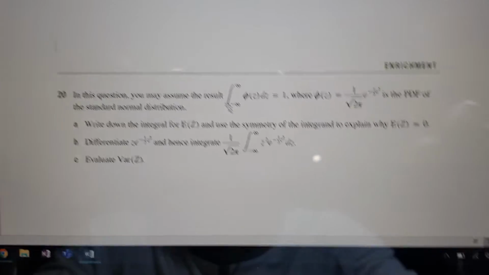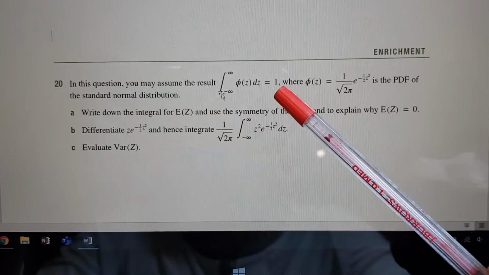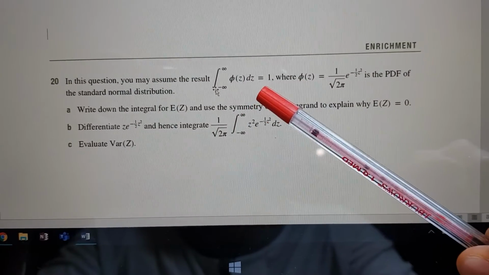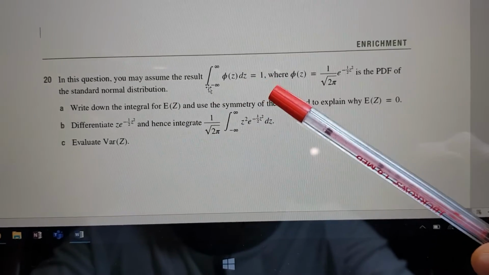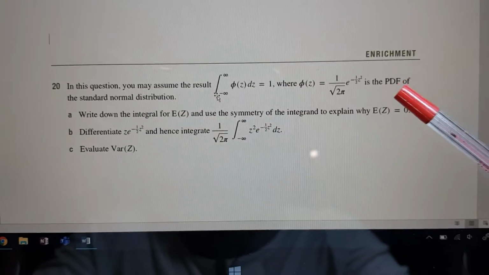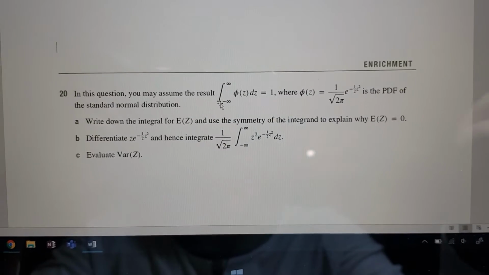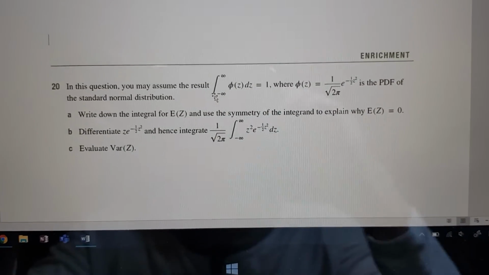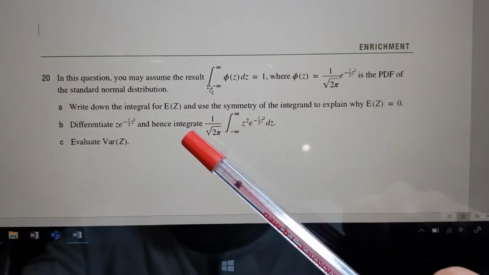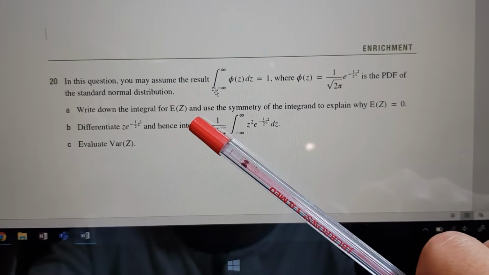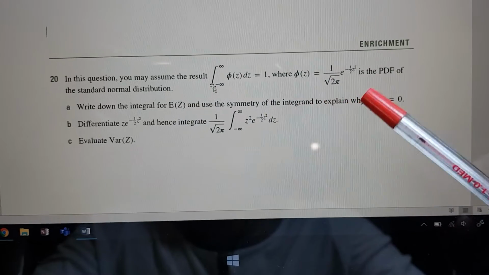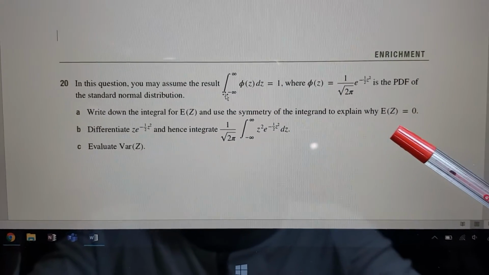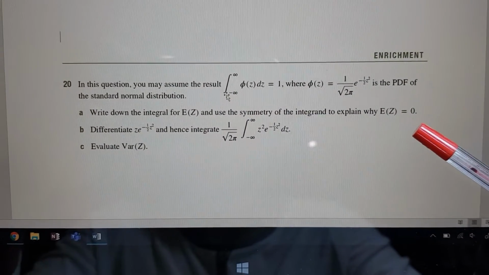Okay, so that's given. This phi function, phi z, integrated from negative infinity to infinity is 1, which means that's a PDF, so that's given. So we're going to have to use that fact. And then you're going to have to find the E of Z, the expected value of Z, not X. So here we use Z, and that expected value is 0. So we're going to have to prove that.